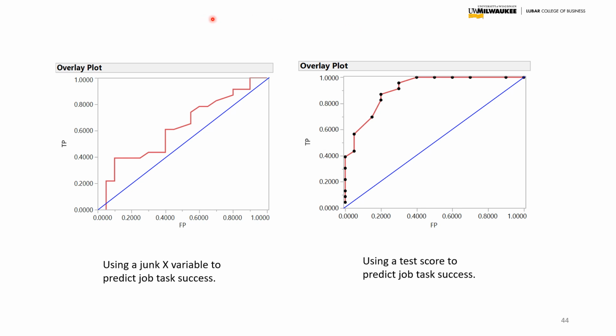Here's a side-by-side comparison. For the junk data, the ROC curve is near the 45-degree line. For the data that we used, the test scores, which were legitimate data, there was some traction in that data in terms of predicting success, and that's reflected in the ROC curve moving away from the 45-degree line and moving towards this upper corner.